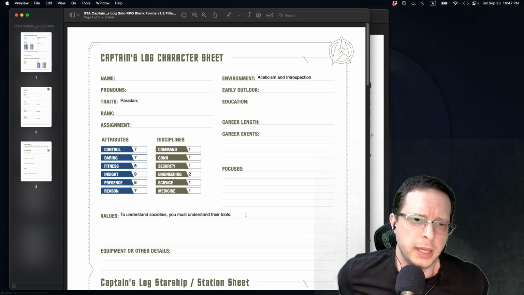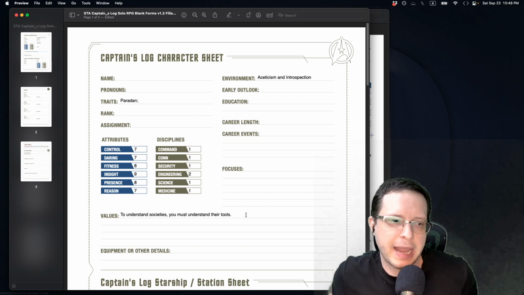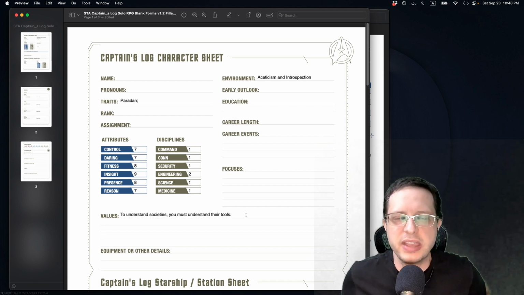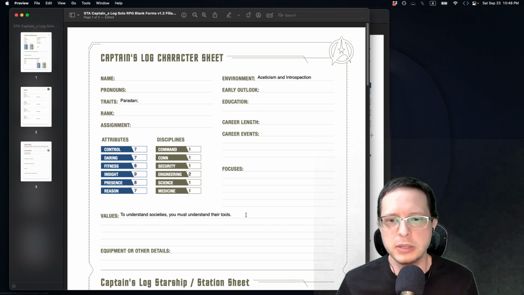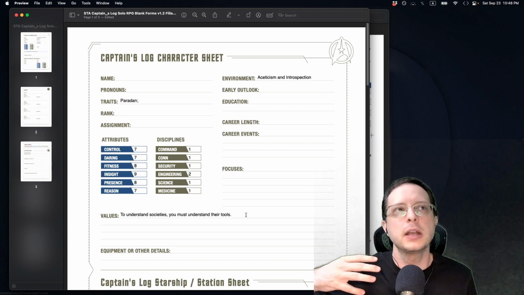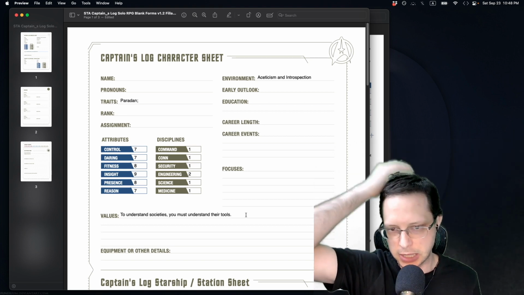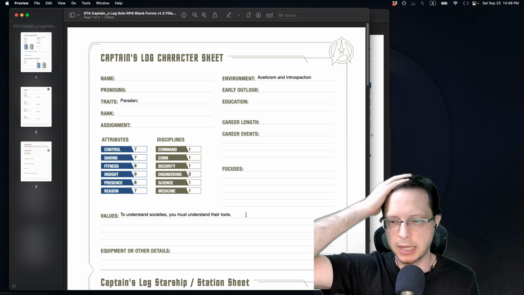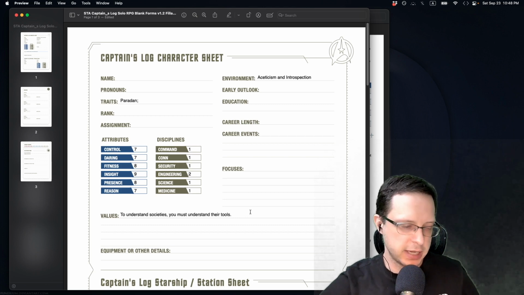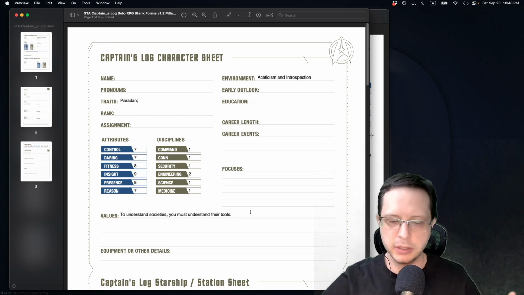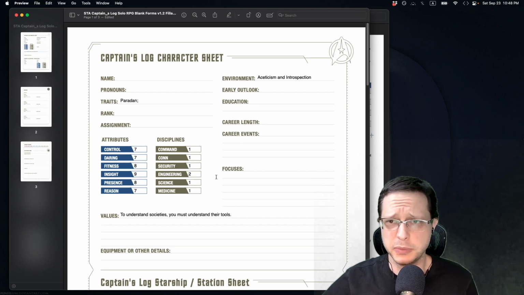So to understand societies, you must understand their tools. In order to understand how the society works, how they think, how they feel, what they value, you need to understand their material culture. Especially, again, if we're talking about archaeology or whatever, you've got to understand what they do, how they do it, right? What they have available to do what they need to do.